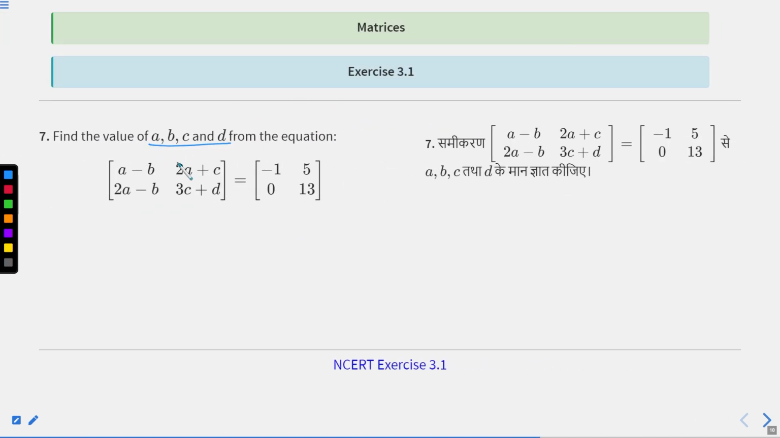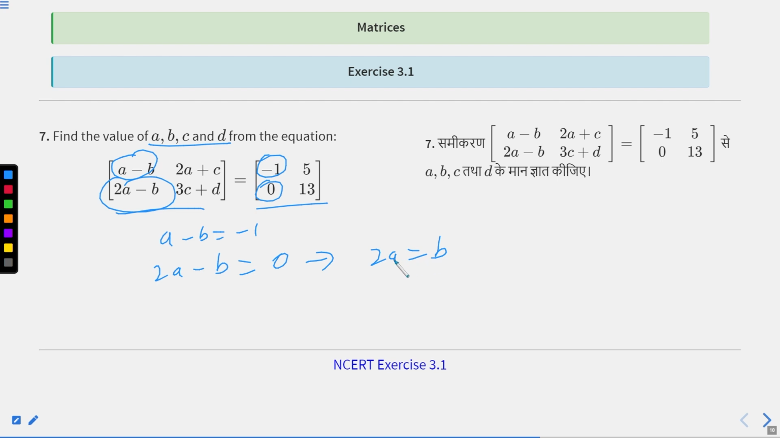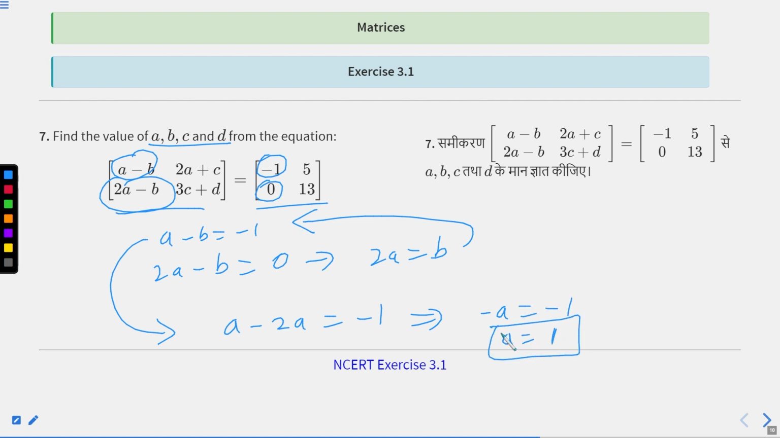Here we have to find a, b, c, d. So two matrices are given equal. Now their corresponding elements must be same. So this means a minus b must be minus 1, and this means 2a minus b must be 0. So from this, 2a is equals to b. So b is 2a. Now I am putting my value in here. So a minus 2a will give you minus 1. So minus a will be minus 1 and a will be 1. So value of a is 1.